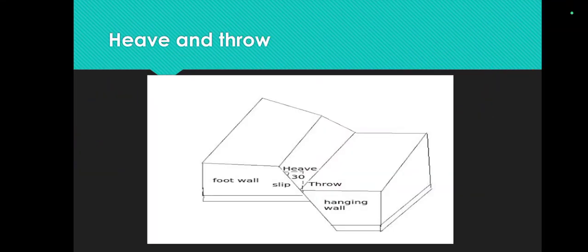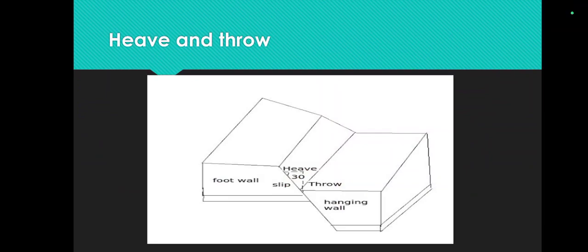Now coming to heave and throw. Heave and throw is explained for the faulted strata. Here in this image you can see the hanging block and a footwall. In the earlier condition, that is before the faulting, these two blocks were in the same horizontal plane. Now you can see that the hanging wall has shifted in a lower direction.